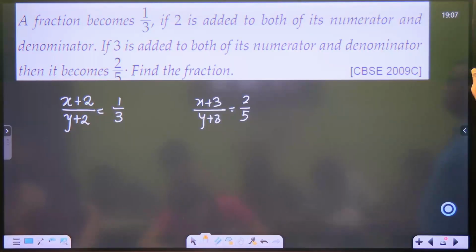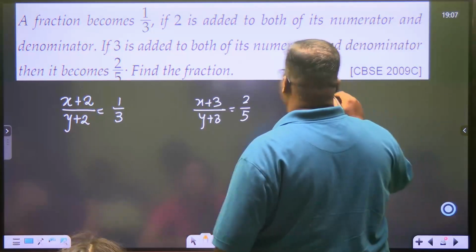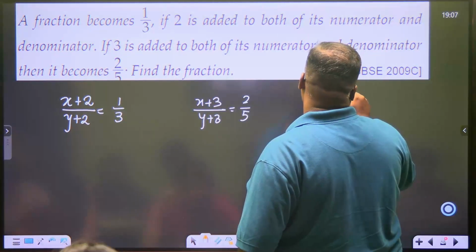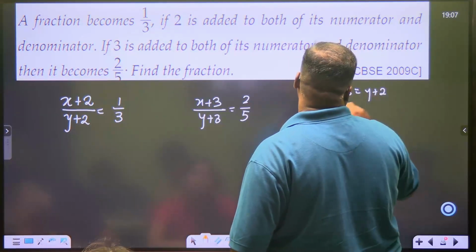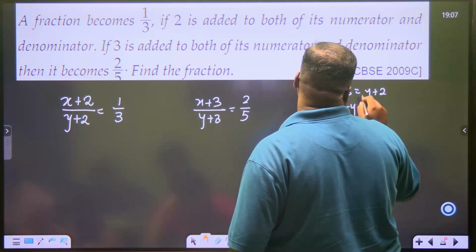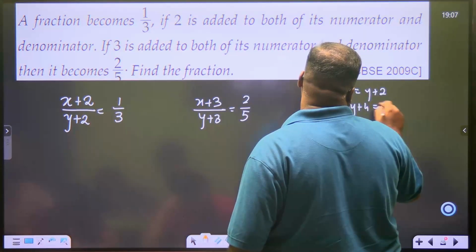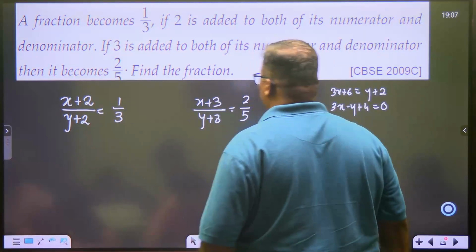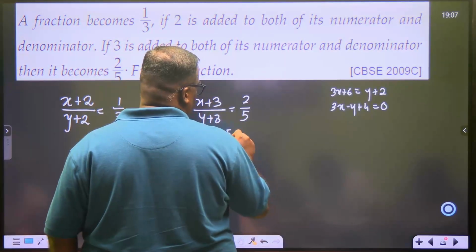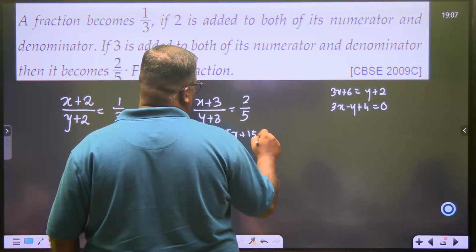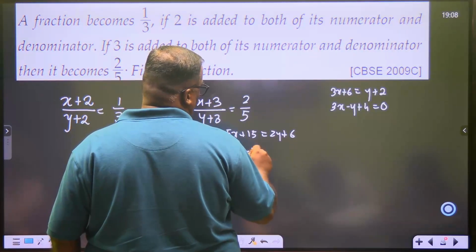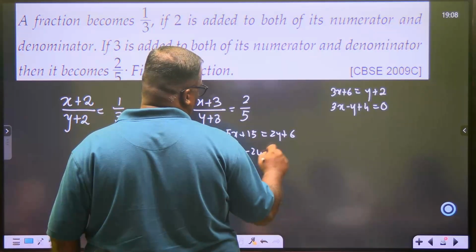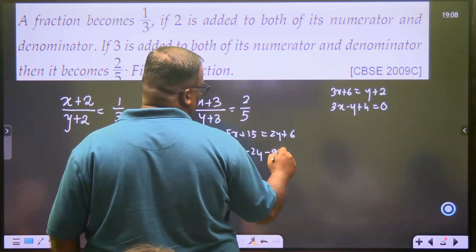What is the first equation becoming? 3x plus 6 is equal to y plus 2. So simplify it: 3x minus y plus 4 is equal to 0. And the second equation is what? 5x plus 15 is equal to 2y plus 6. That is, 5x minus 2y, and 15 and 6 will give how much? Yes, 9, so plus 9 is equal to 0.